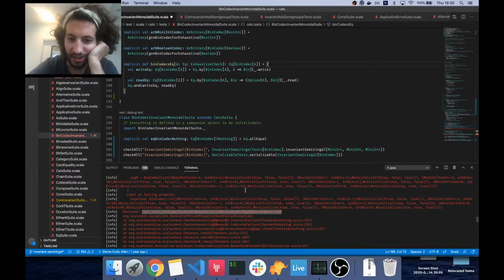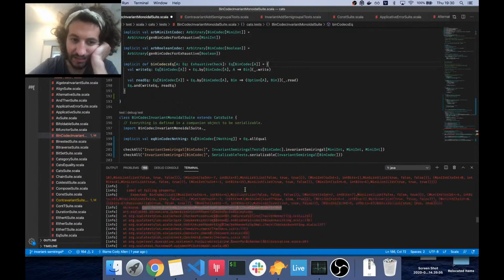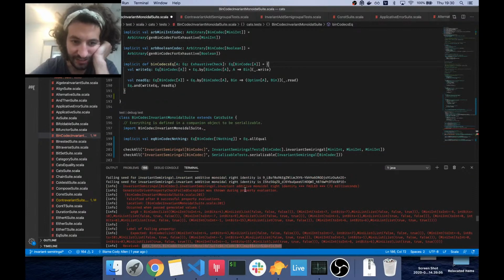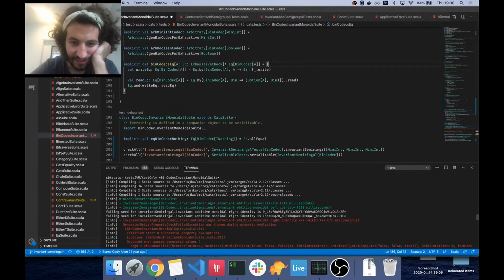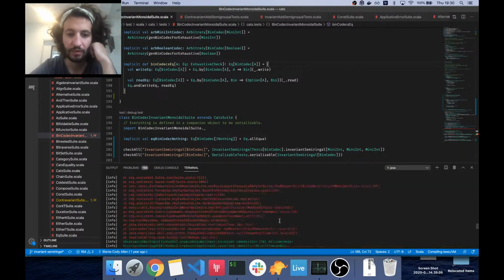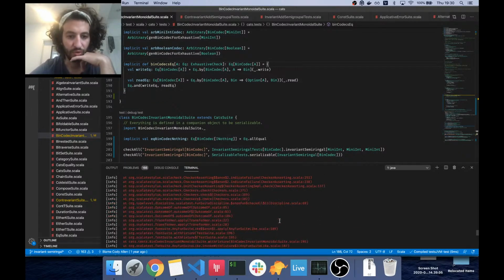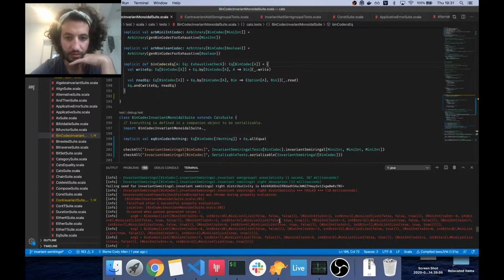Oh geez. Yeah, I guess I'd have to dig into this. This is already the shrunk version. Good thing is we have left identity, but not right identity. I wonder if... okay, so there's more stuff failing here. Right distributivity doesn't work.